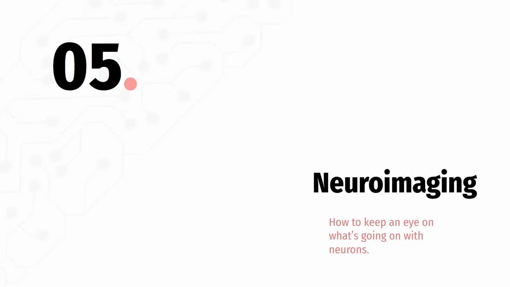Neuroimaging, how to keep an eye on what's going on with neurons, right? Neuroimaging, as we discussed previously, is the science of studying neuron activity and the structure of the brain through scans and then analyzing those scans to reach conclusions.